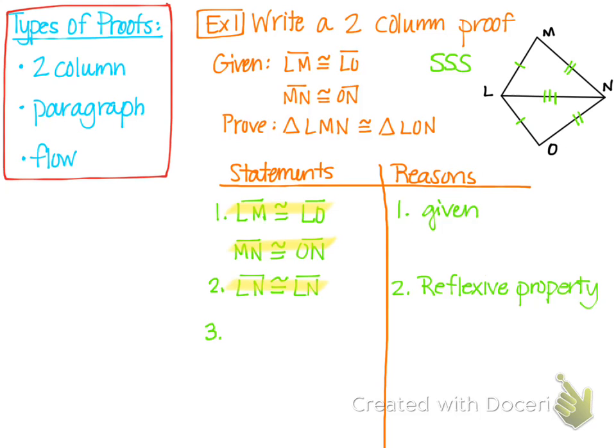Because I have those 3 things congruent, now I can write that triangle LMN is congruent to triangle LON. Now, your reason is side, side, side. Because that's what we talked about up here. Your reason is never prove or proof. Okay? So there's our first one. We did a 2-column.